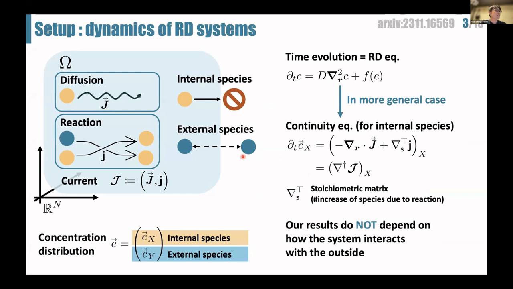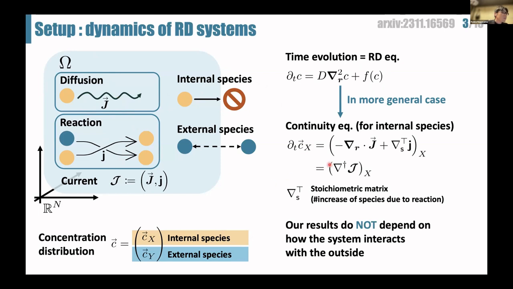Here, I quickly introduce the setup of our study. We consider the deterministic reaction diffusion systems and focus on the evolution of internal species, which do not interact with outside. In the simple case, the time evolution of the concentration distributions in a reaction diffusion system is given by such a simple reaction diffusion equation. However, we consider a more general case where the diffusion is described by the general current, and reaction is described by the reaction current.